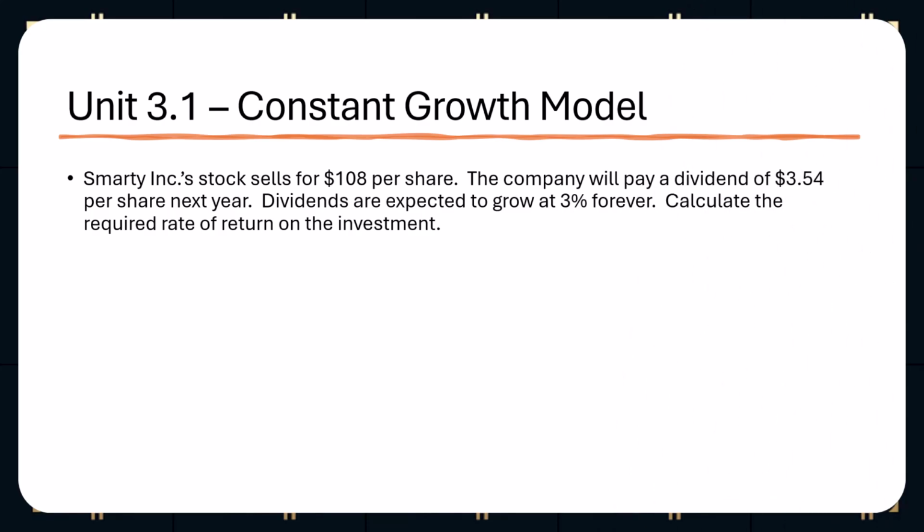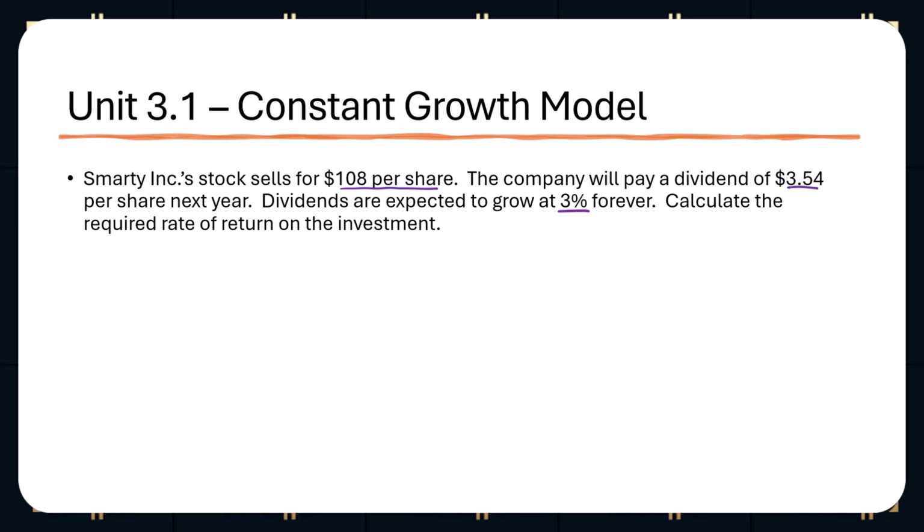Smarty Inc.'s stock sells for $108 per share. The company will pay a dividend of $3.54 per share next year. That's Div 1. Dividends are expected to grow at 3% forever. Calculate the required rate of return on this investment.